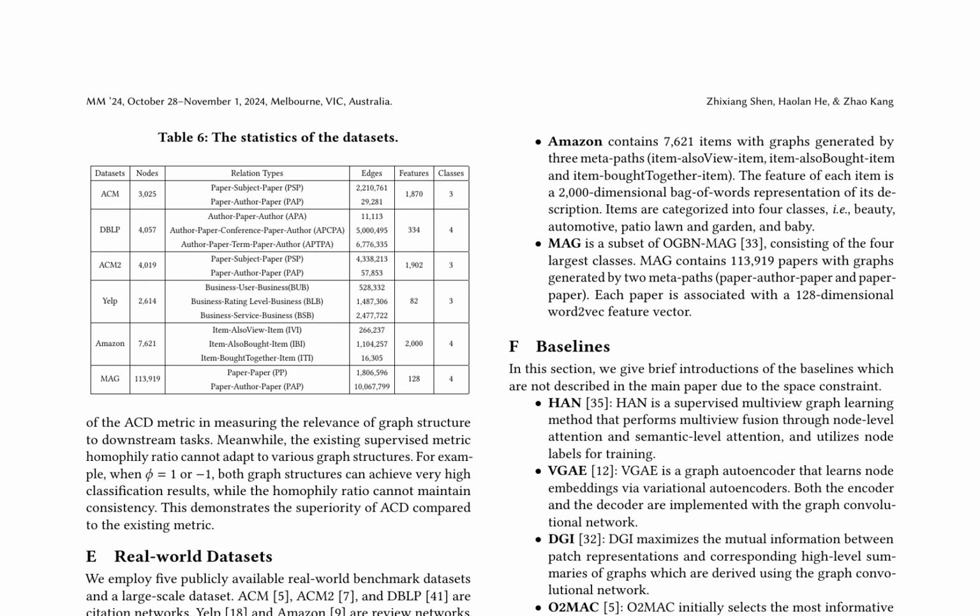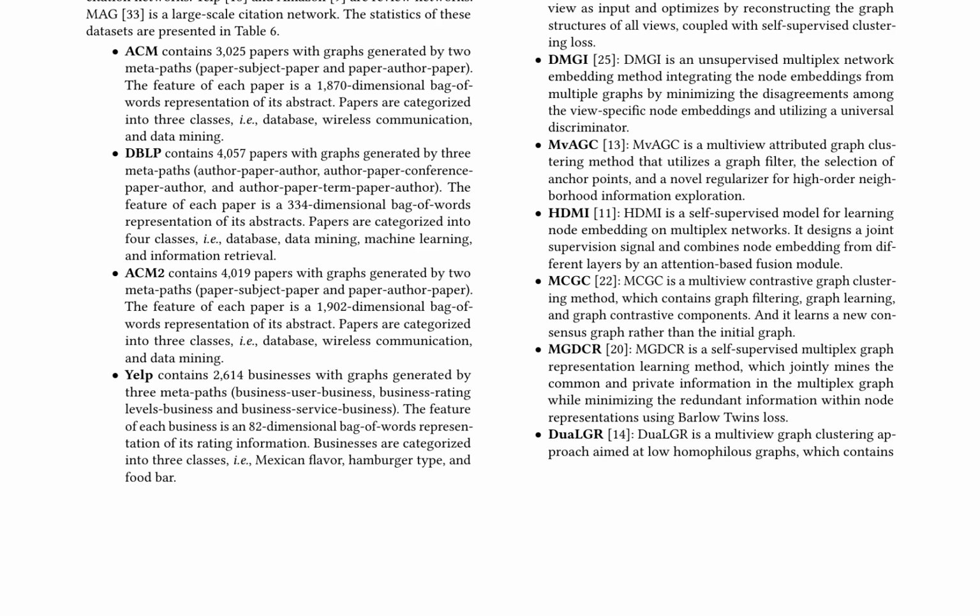8 baseline methods for multi-view graph learning are introduced, including Han, VGAE, DGI, O2MAC, DMGI, MVAGC, HDMI, and MCGC, to evaluate the ACD metric's performance in different graph structures and tasks. Additionally, MGDCR and DUALGR are mentioned for self-supervised multiplex graph representation learning and low homophilous graph clustering, respectively. The datasets and baselines are used to evaluate the ACD metric's effectiveness in capturing graph structure relevance for tasks like node classification and graph clustering.